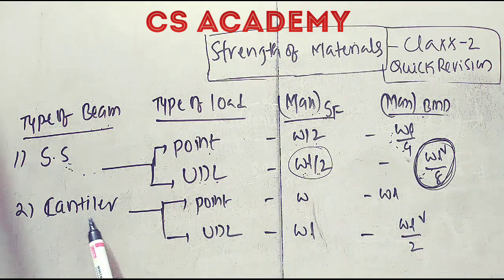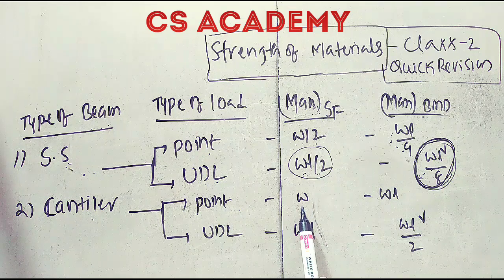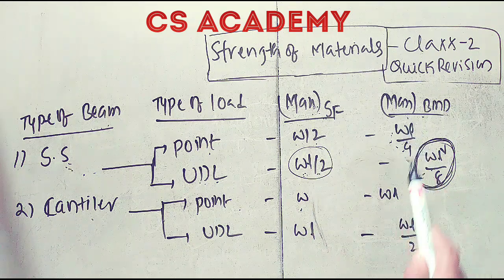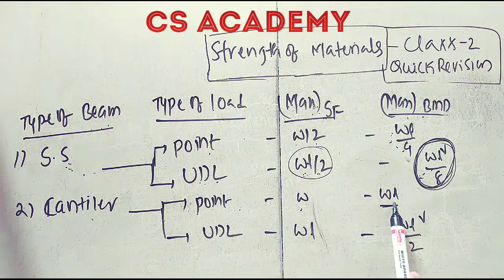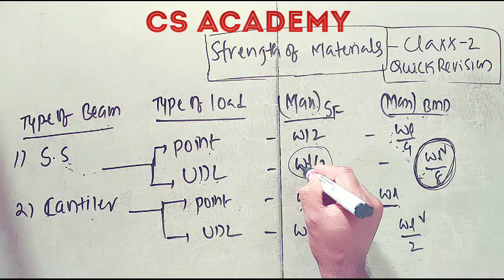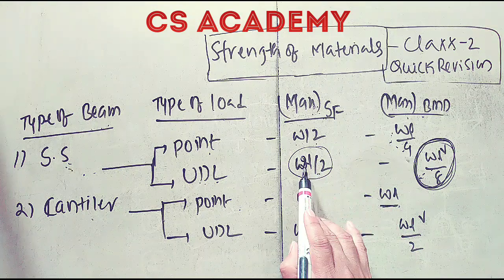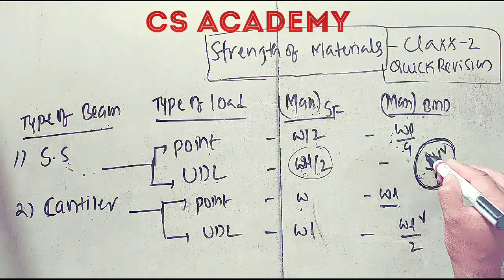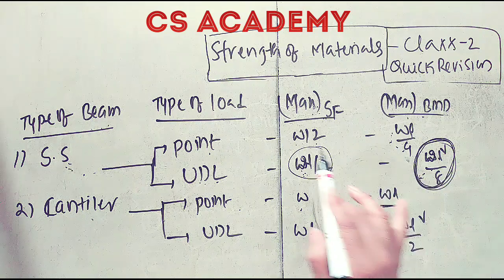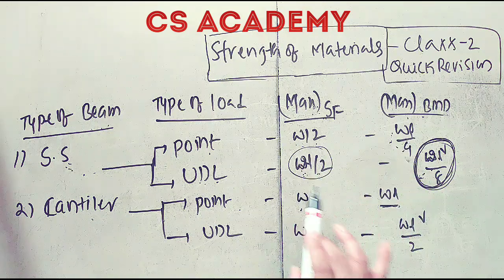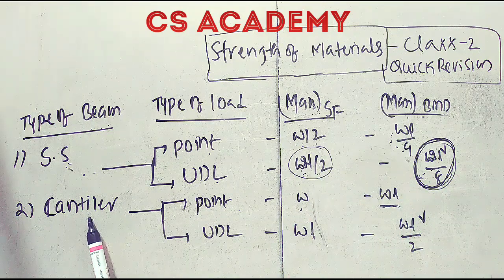The same applies in the case of a cantilever. In a cantilever with a point load, the maximum shear force happens at W, and the maximum bending moment happens at WL. In the UDL case it is WL by 2, where W is the intensity of loading, and the bending moment is WL square by 8. This is the intensity of loading, whereas the point load is the normal load.